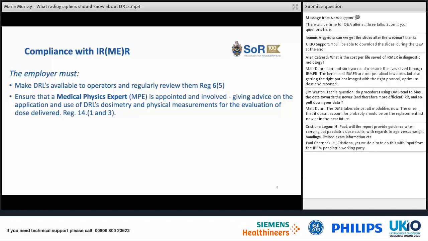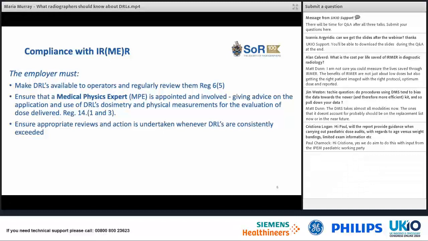There must be appropriate reviews and action undertaken whenever DRLs are consistently exceeded. So this isn't just about one patient, it's over a period of time. But you as the radiographer should be keeping an eye on this and reporting if they are consistently exceeded, because something isn't right there. There should be written procedures for exposures to include the use and review of DRLs. Your local IRMER procedures, you should know where those are.